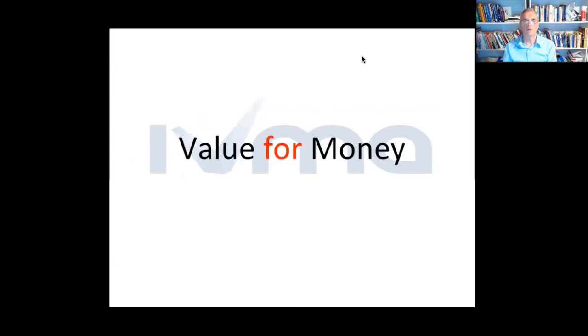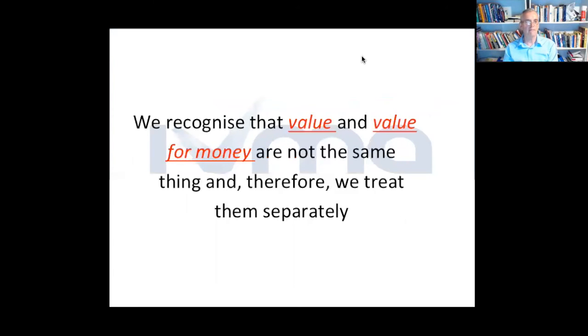Now, so that's the notion of value, and that's how we define value in accordance with the Australian standard. We recognise that value and value for money are not the same thing, and therefore we treat them separately. When I say not the same thing, why would we have two terms? Why would we have value and value for money if they're intended to be the same thing?